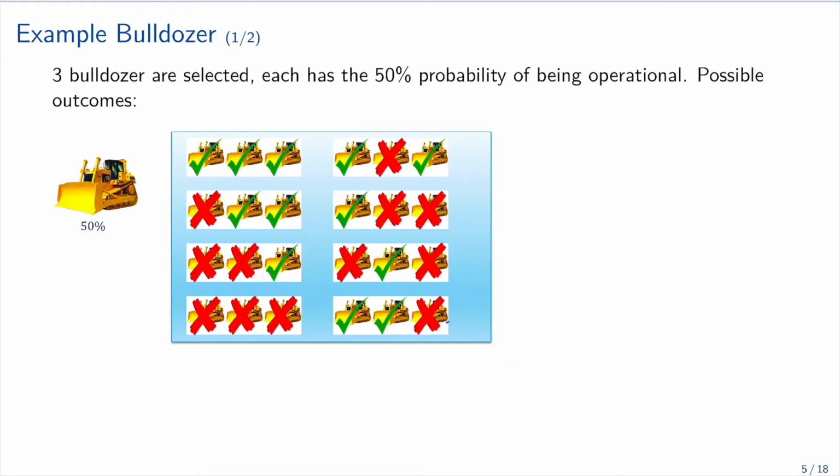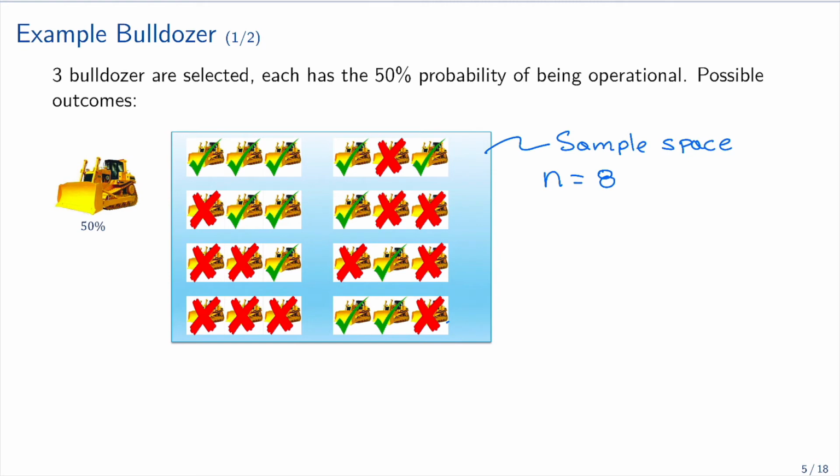Now we are back to the bulldozer example. 3 bulldozers are selected. Each one has a 50% probability of being operational. This figure represents the possible outcomes. We can observe that the first outcome has bulldozer 1, bulldozer 2 and 3 operational. In the second case, bulldozer 1 is not operational, bulldozer 2 and 3 are operational, and so forth. This represents the total sample space, and the size of the sample space is 8.